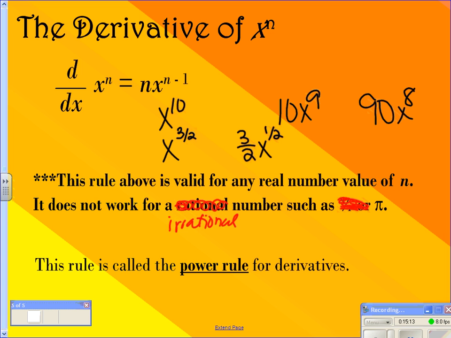Does that make sense? All right, going back to the one that we started with, x to the 1/2, the square root of x. 1/2 minus 1 is negative 1/2. And that's what we got. Does that make sense?